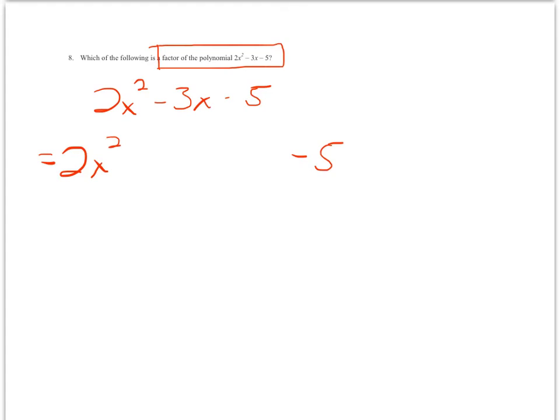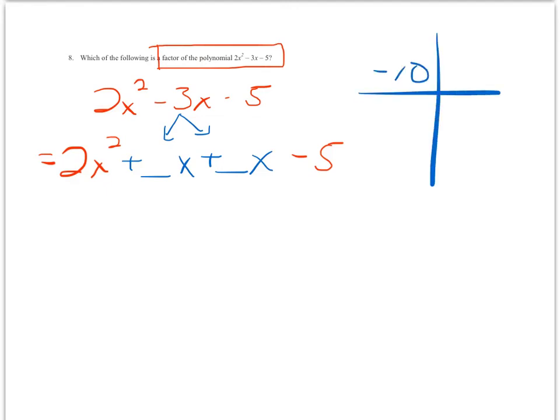This middle term is currently minus 3x. We want to split that into 2 separate terms, plus something times x plus something times x. To determine how to split it, we multiply 2 times negative 5, that's negative 10. We need two numbers that multiply to give that, and those same two numbers add to get the coefficient of x, which in this case is -3. We could use a -5 and a +2. That multiplies to get -10 and adds to get -3. On one of these blanks, we put a -5, the other one we put a +2. Doesn't matter which is which.